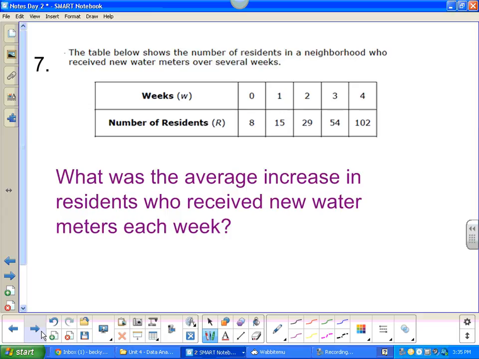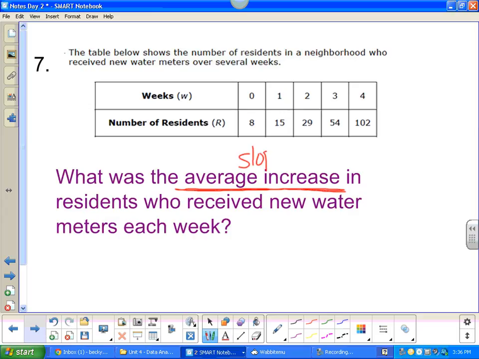The table below shows the number of residents in a neighborhood who received new water meters over several weeks. So I have my L1 and my L2. It says, what was the average increase in residents who received new water meters each week? What was the average increase? So is that a slope or is that a y-intercept? Average increase in residents each week, per week.